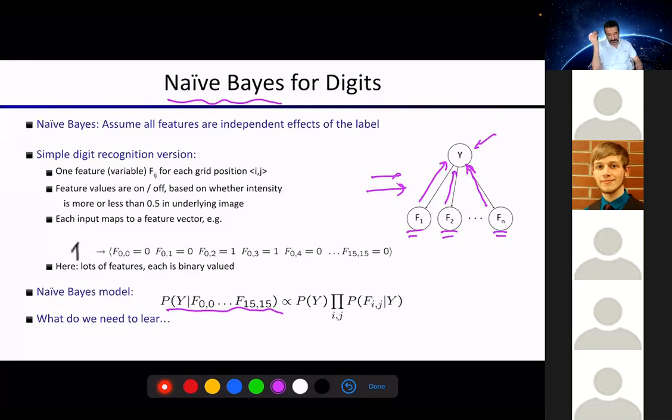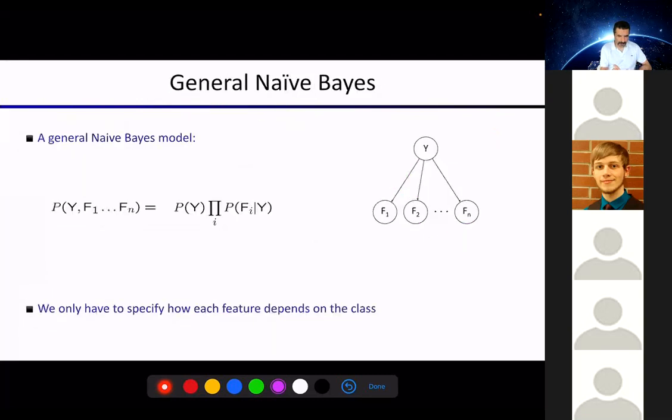So let me clarify a little bit. For example, if we want to calculate the joint probability based on this structure, what do we mean by joint probability? If we have such a structure, we want to calculate something like this: probability of y, f1 all the way to fn. So this is a joint probability we want to have.